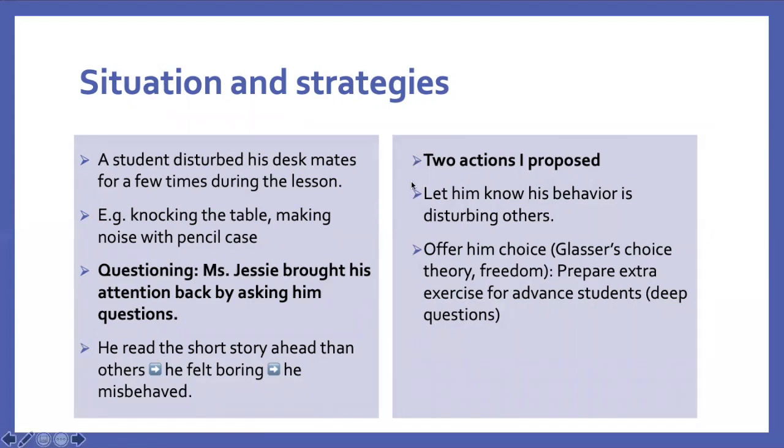The 2 actions I propose, first one is I will let the student know his behavior is actually affecting others' learning experience. So maybe I will say, if they cannot learn because of you, then you might have to teach them after the class. It is seen as a punishment to him. So this ties to Skinner's approach. This action also adheres with Glasser's choice theory.